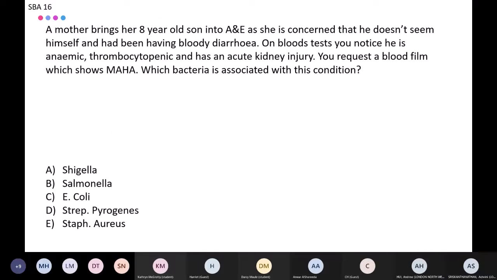Okay. So next question. A mother brings her 8-year-old son into A&E as she is concerned that he doesn't seem himself and had been having bloody diarrhea. On blood test, you notice he is anemic, thrombocytopenic, and has an acute kidney injury. You request a blood film, which shows MAHA. Which bacteria is associated with this condition? So your MAHA is your microangiopathic hemolytic anemia.